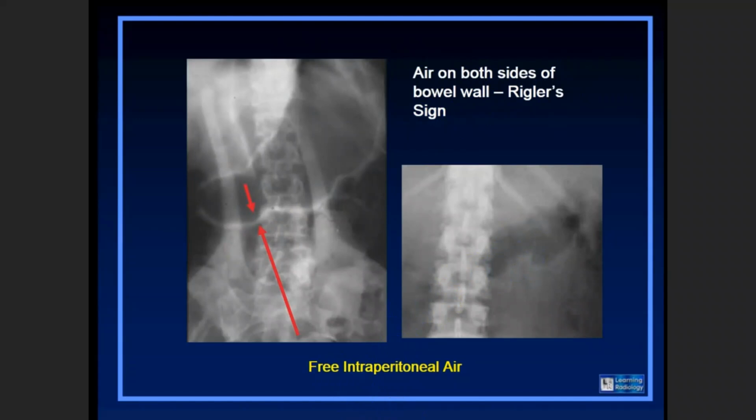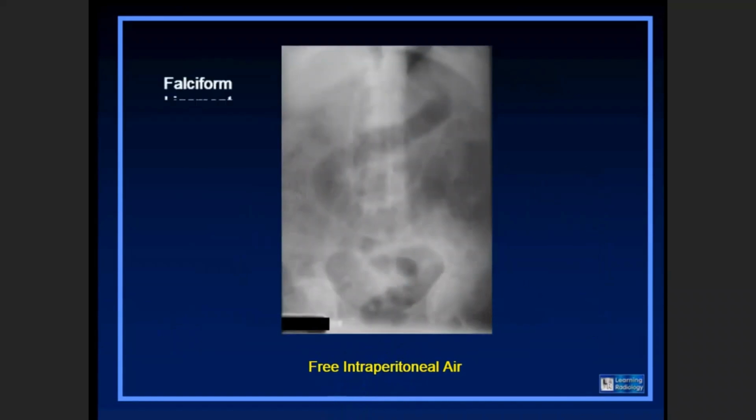Cases of intraperitoneal air. The case of free intraperitoneal air. Here we have the sign of the falciform ligament, which was mentioned previously: the presence of air on both sides of the falciform ligament, projecting from the liver.